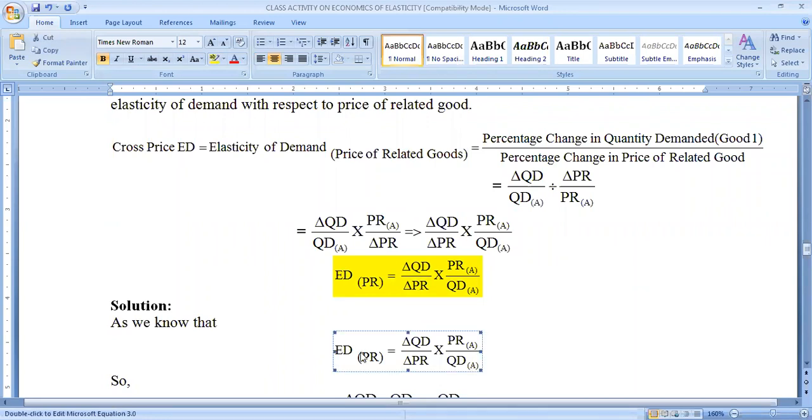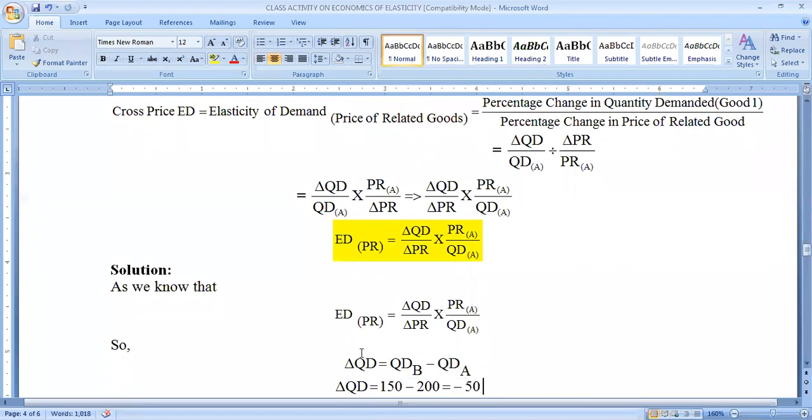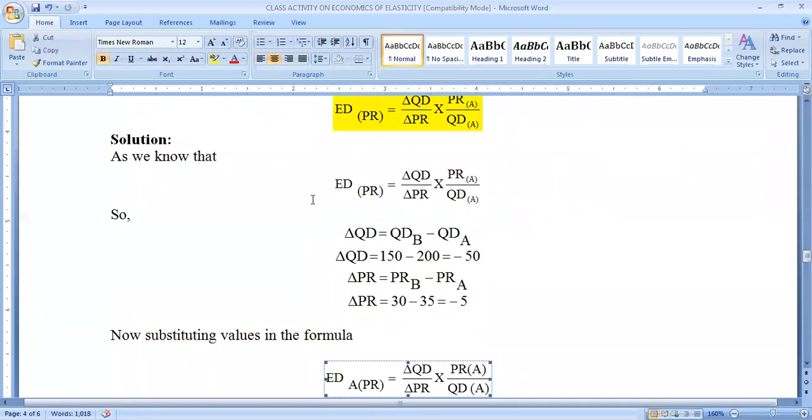Solution. Now, after discussing the definition and formula, let's solve the question. We know the formula can be written as elasticity of demand with respect to price of related good equals delta QD over delta PR multiplied by PR over QD at point A. Delta QD can be found by taking the difference of quantity demanded at both points, QD at point B minus QD at point A.